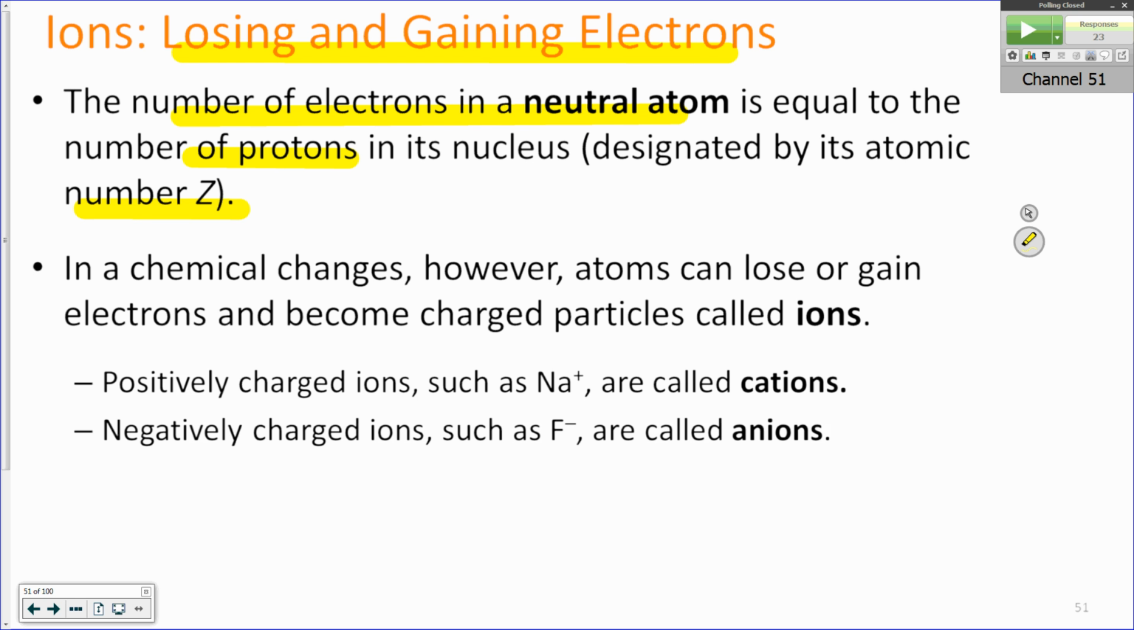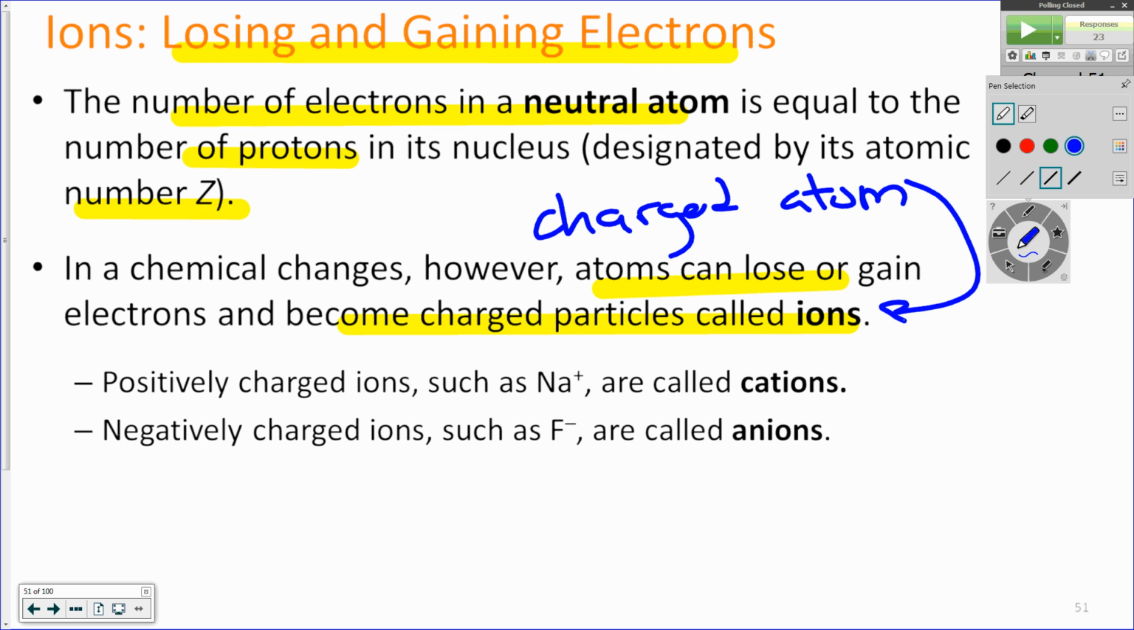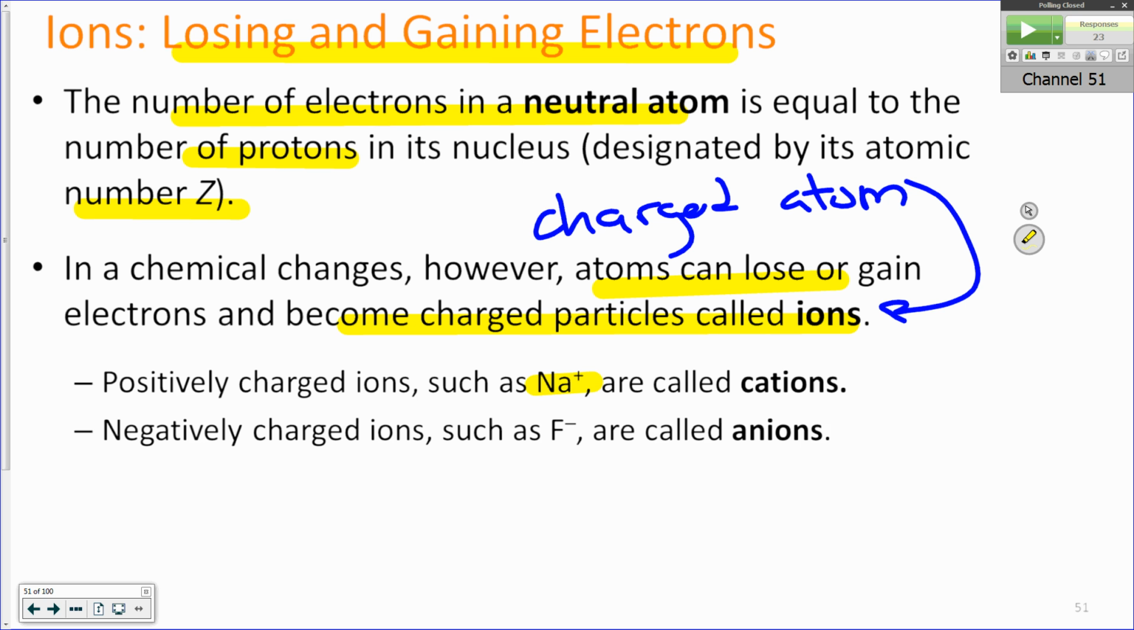But in chemical reactions, it's common for atoms to either gain or lose electrons. And whenever we have a charged atom, that's what we call an ion. So when you see the term ion, just associate that with a charged atom. That's what we mean when we say the term ion. It's a charged atom in a system. So if we think about some of the common positively charged ones we have, it's something like the sodium +1.